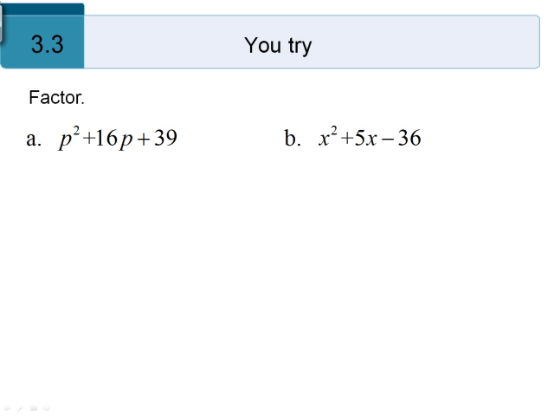So in this section, we are looking at factoring trinomials of the form x squared plus bx plus c. The nice part about these is you only have to factor one number, the last term, to find out which pair of factors adds up to the middle term. So that's what we're going to be doing today.